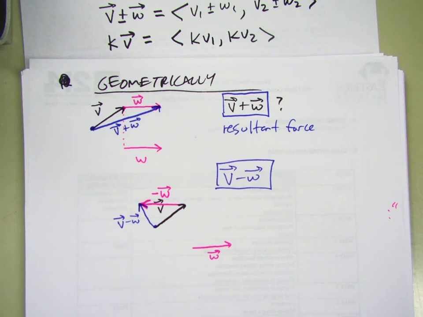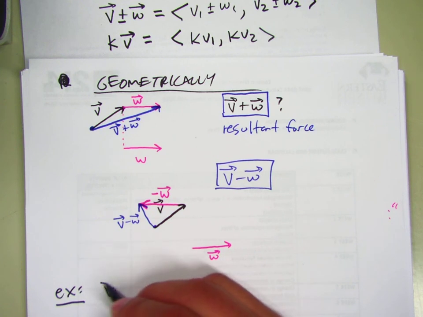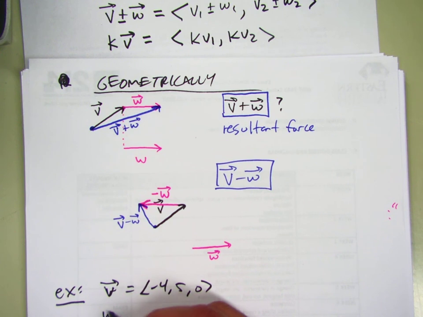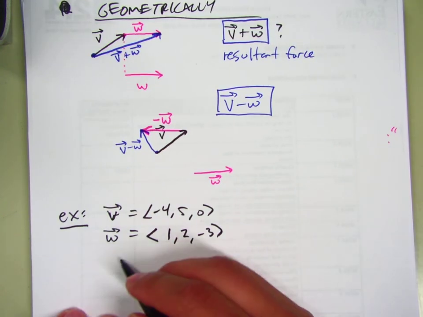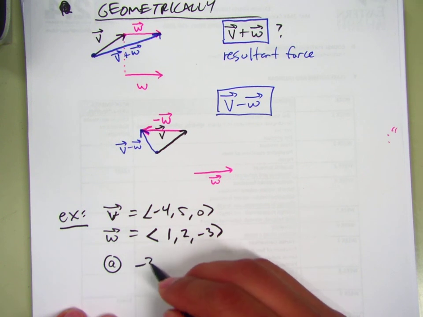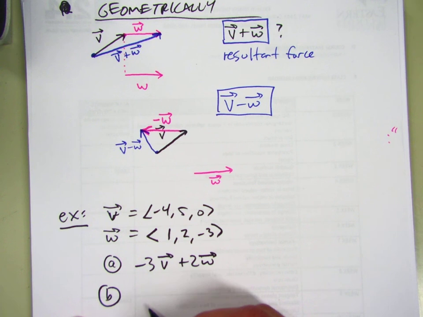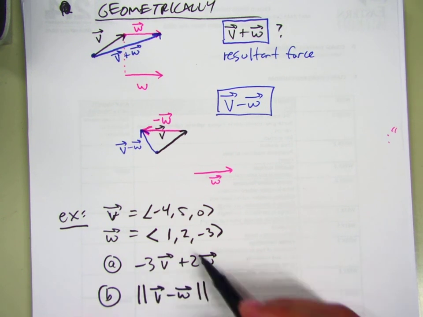And just real quick, let's say I had a vector V with components negative 4, 5, 0, and another one W, with components 1, 2, negative 3. Now you should be able to do a multitude of things. So let's say we do negative 3V plus 2W, or magnitude of V minus W. Okay, this is what we mean by arithmetic operations.